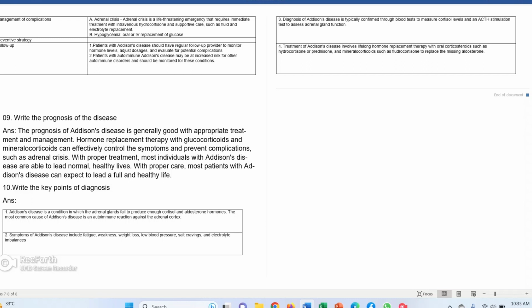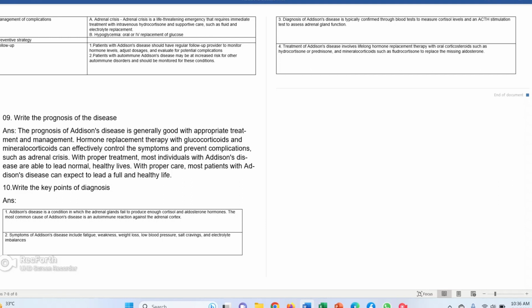Now, the gist points are: Addison disease is a condition in which the adrenal glands fail to produce enough cortisol and aldosterone hormones. The most common cause of Addison disease is an autoimmune reaction against the adrenal cortex. The symptoms of Addison disease include fatigue, weakness, weight loss, low blood pressure, salt craving, and electrolyte imbalance. The diagnosis of Addison disease is typically confirmed through blood tests to measure cortisol level and ACTH stimulation tests to assess the adrenal gland function.